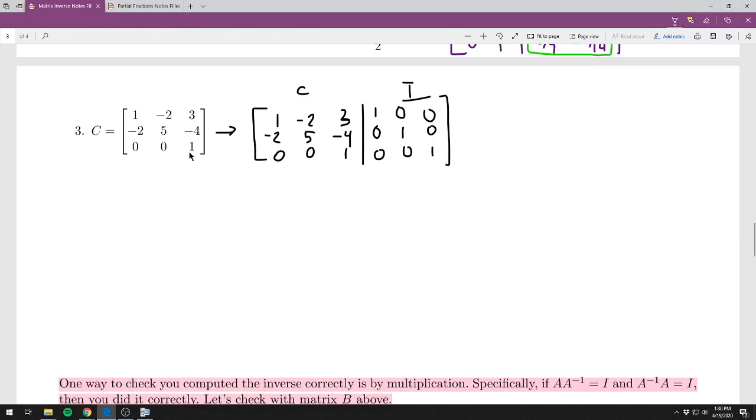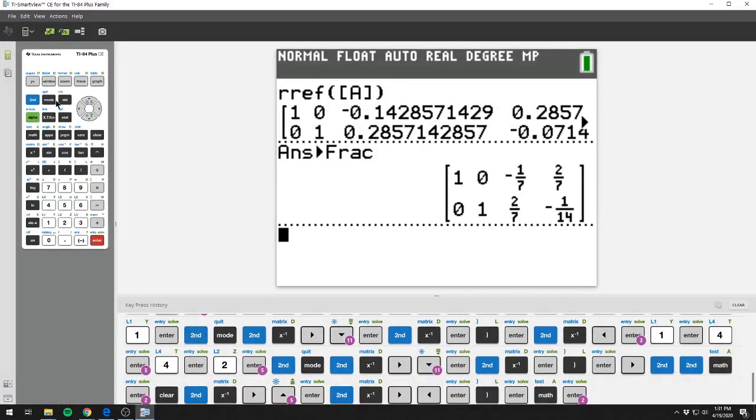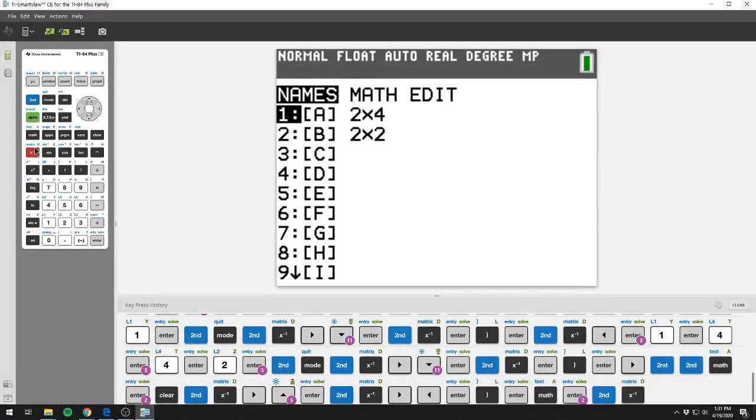Right, but once you do that, set it up. Make sure you set it up. Then let your calculator, let that online calculator do the work for you. I'll just do this one with the online calculator. Actually, I'll do it with the regular calculator so you can see it done again. We'll go back to the matrix.